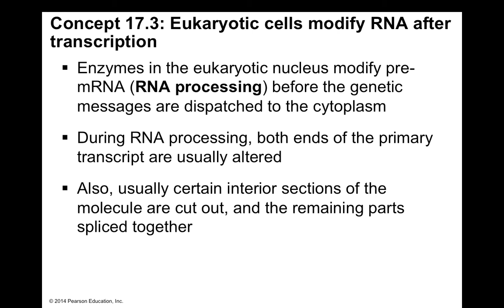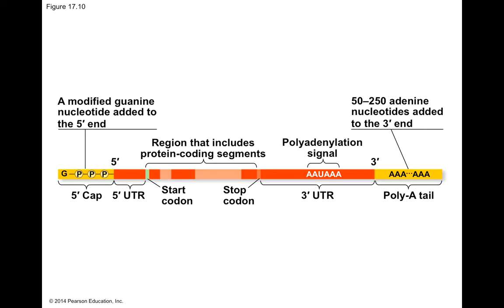There are enzymes in the nucleus that modify the messenger RNA transcript. Don't worry, you don't need to know the name of those enzymes. This is called messenger RNA processing, and 3 things need to happen before the mRNA is allowed to leave the nucleus. Both ends of the transcript need to be altered, and we also need to get rid of unneeded nucleotides inside the transcript itself. So let's take a look at what happens. First, let's look at what happens to the ends.